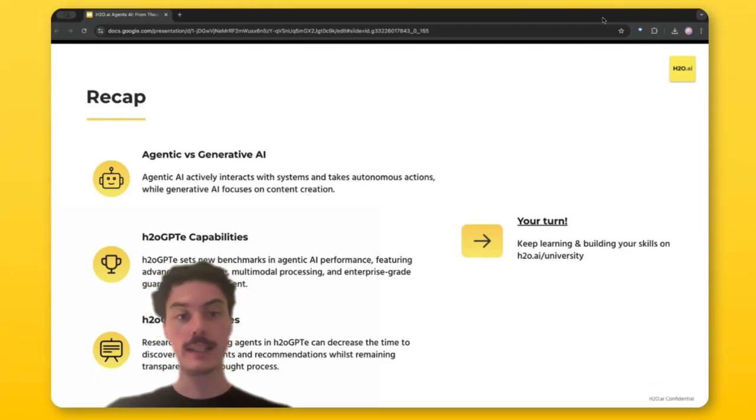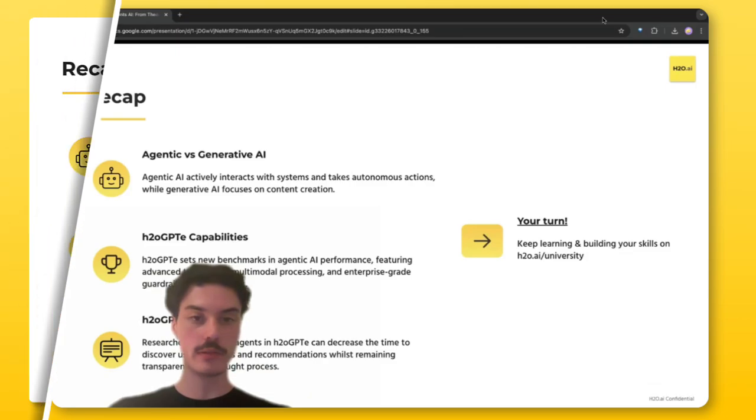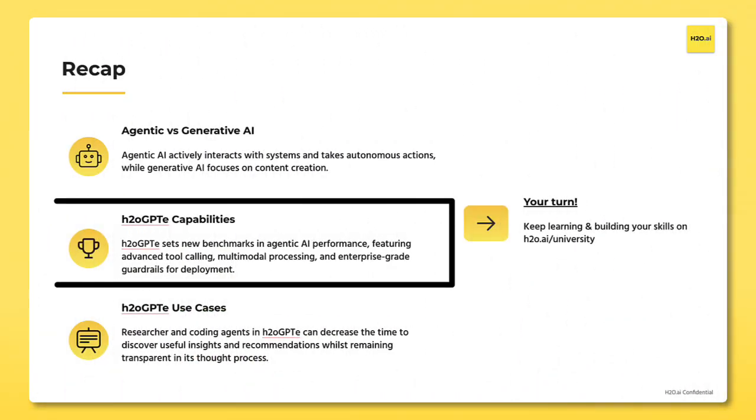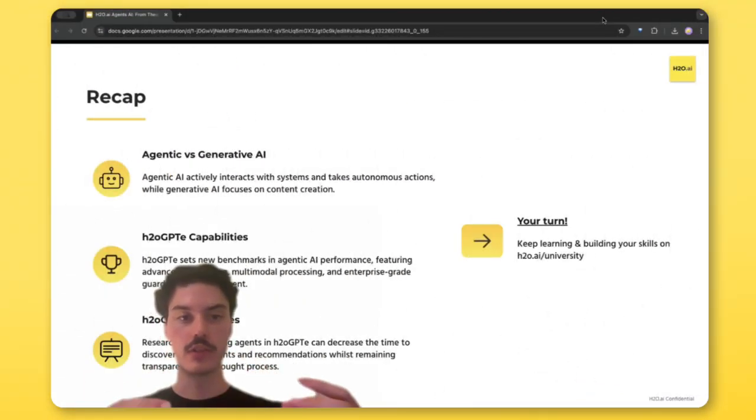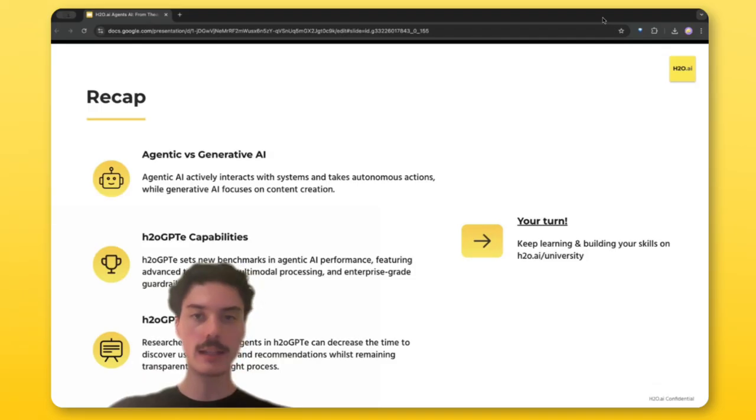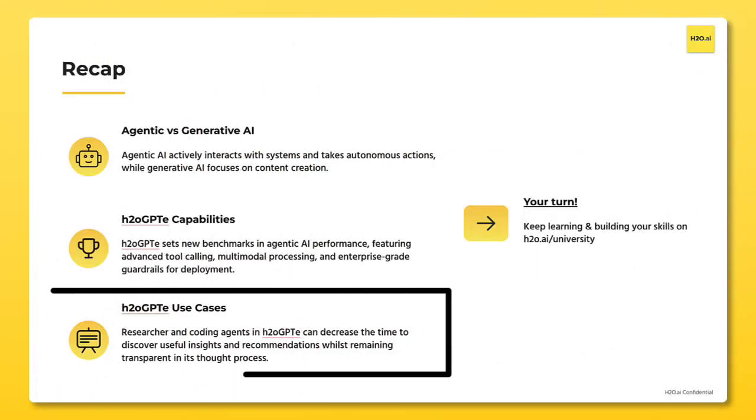We also talked about H2O GPTE's capabilities. In that case, we talked about GAIA and how H2O GPTE set a new benchmark in December. We also dived a little more in depth into what the combination, or convergence, should I say, of predictive and generative AI actually means. And then finally, we talked a lot about H2O GPTE and its use cases, in particular in highly regulated industries such as energy and finance.